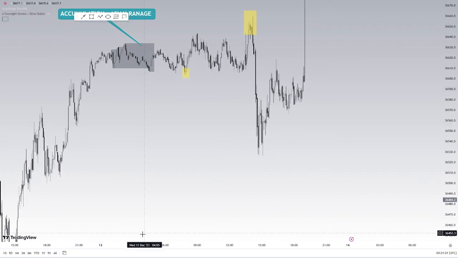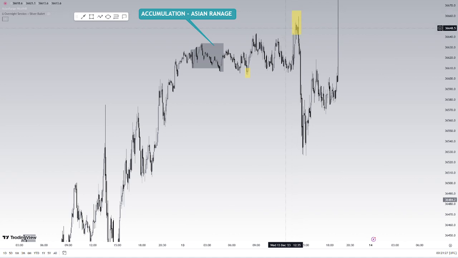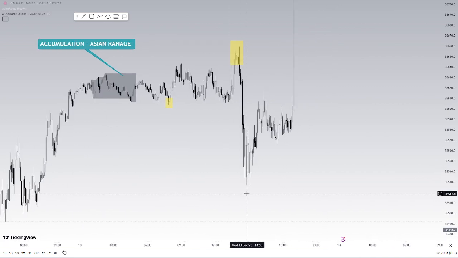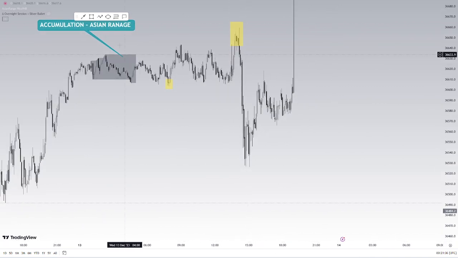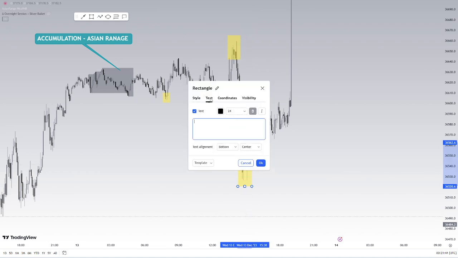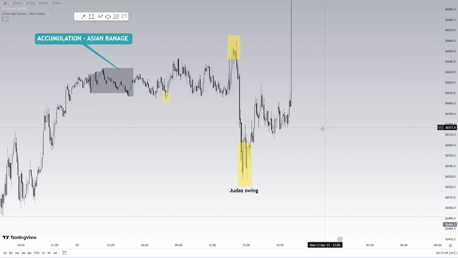So the secret is to understand why we see such an aggressive move down when price wants to move up. Well, the first thing to understand is that for the day, it's creating its Judah swing in the New York session, right? So this is 3 p.m. or 3:05 p.m. UK time. So this is our Judah swing below the Asian low, right? This is our Judah swing just below the Asian low.